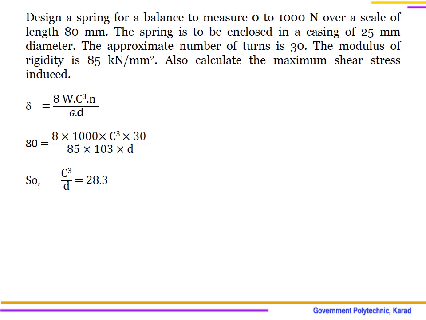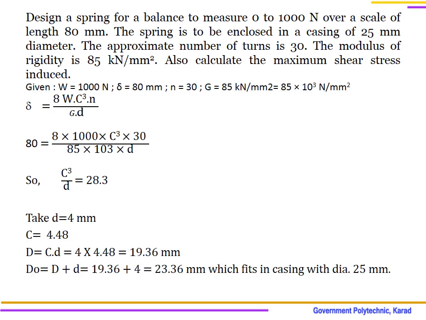So the delta relation I have written is equal to 8W C cube N upon G d. I have used the relation of C. So putting values, the unknown is C, which is not given, and the wire diameter is also not given. So C cube upon d becomes 28.3. We will be choosing a wire diameter of 4 millimeter. Here both diameters are unknown.